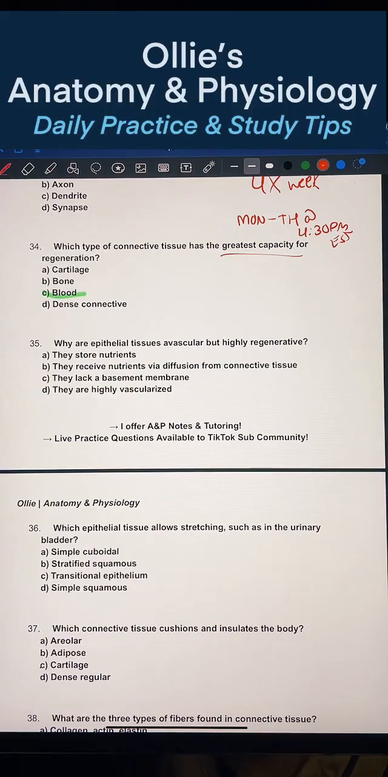Number 35. Why are epithelial tissues avascular, but they are highly regenerative? Why is that? A, B, C, or D? What do you guys think for this one?